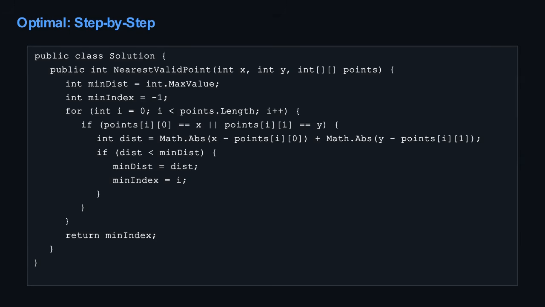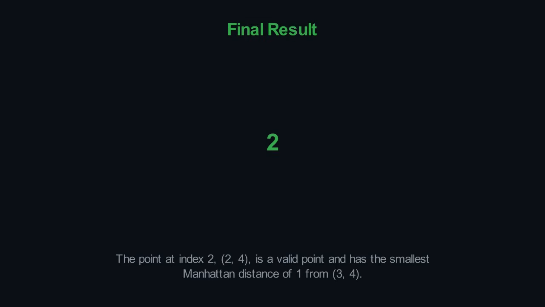Finally, point 4, 4. Its y matches our target y of 4, so it's valid. Distance is 1. This is not strictly less than our current minimum of 1, so we don't update the index, adhering to the smallest index tie-breaking rule. After checking all points, our minimum index remains 2. This is correct because the point at index 2, with coordinates 2, 4, is a valid point and has the smallest Manhattan distance of 1 from our target 3, 4.